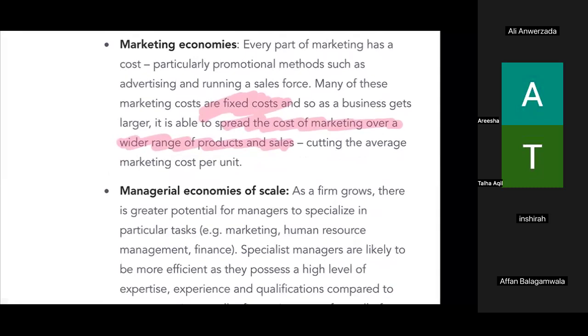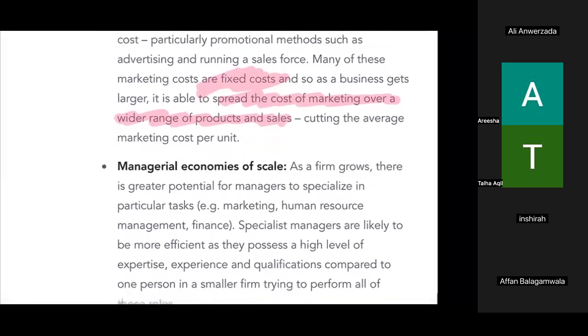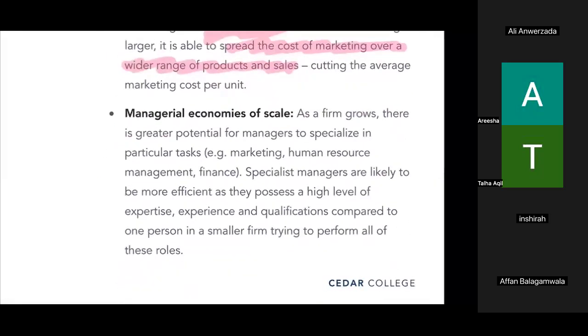A, they have multiple brands. B, the quantity is large, so their average fixed cost is really low. Then comes managerial economies of scale.